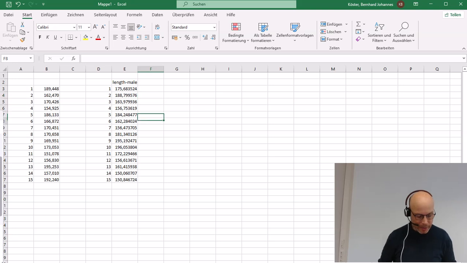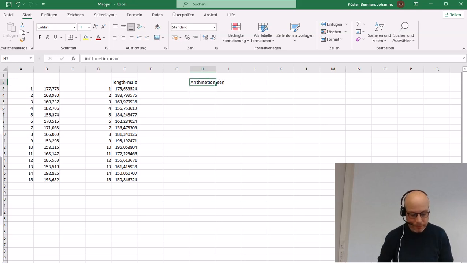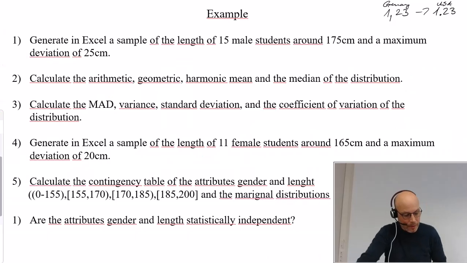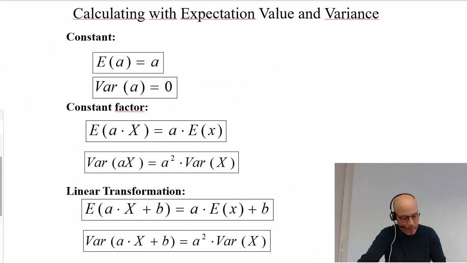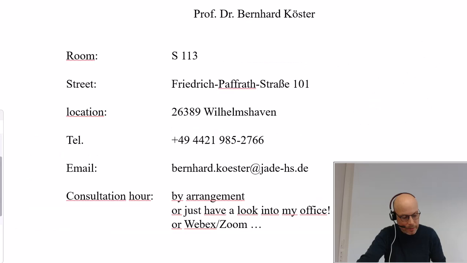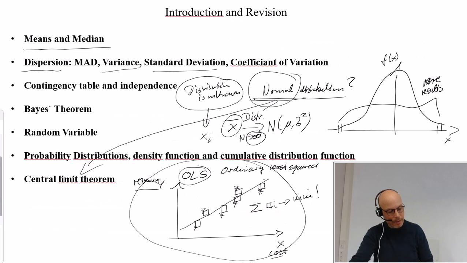First thing I want to have is the arithmetic mean. Do I have it here? No. Then what should I do? Means and median.